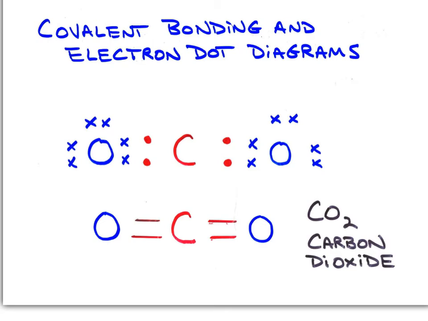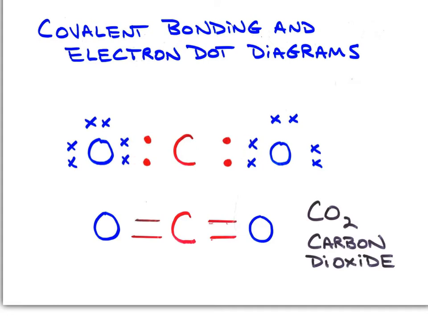Carbon dioxide, composed of 1 carbon and 2 oxygen atoms, can be seen here. The carbon needs 4 electrons to fill its outer shell. Thus, 4 bonds would be formed. 1, 2, 3, 4. Each oxygen needs 2 electrons to fill its outer shell. Thus, 2 bonds each.